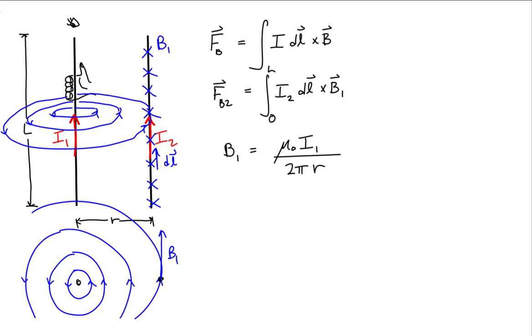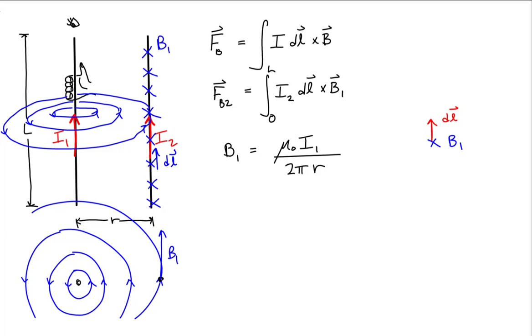So what we have to do now is determine the direction of the magnetic force between the current differential in wire 2 and the magnetic field due to wire 1. Looking in our diagram, we see that the displacement differential of wire 2 is straight up. So I will just call this dl vector.